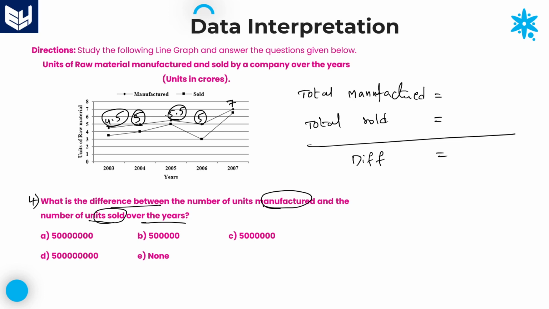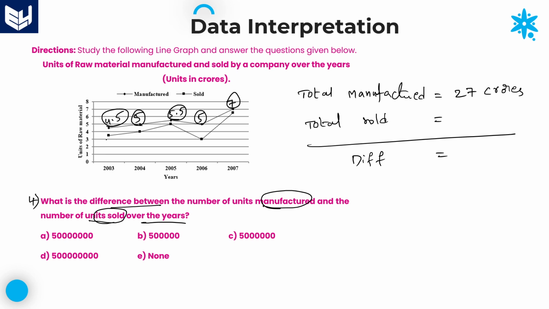5.5, 4.5, 10. 10 plus 10, 20. 20 plus 7, 27. Total manufacturing units, that is 27 crores. 27 crores, that is total manufactured units. Whereas coming to total units sold, write down the sold units.